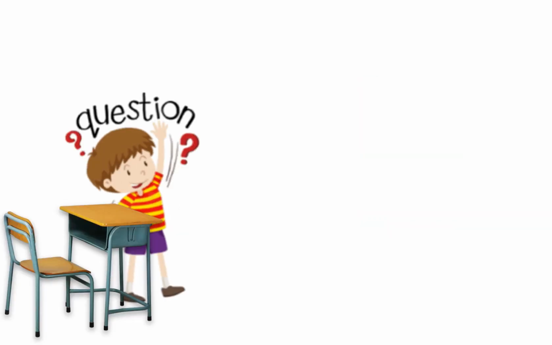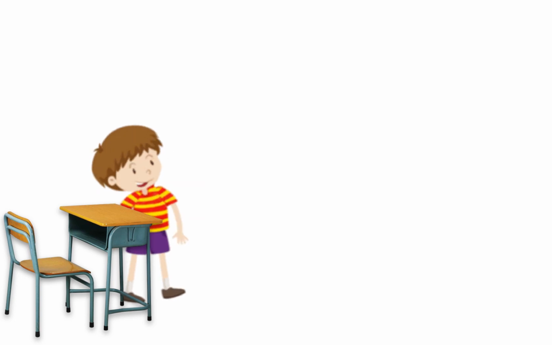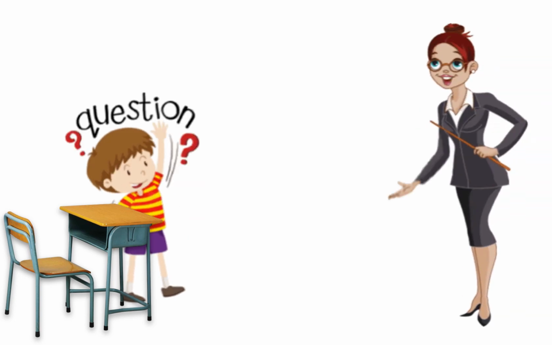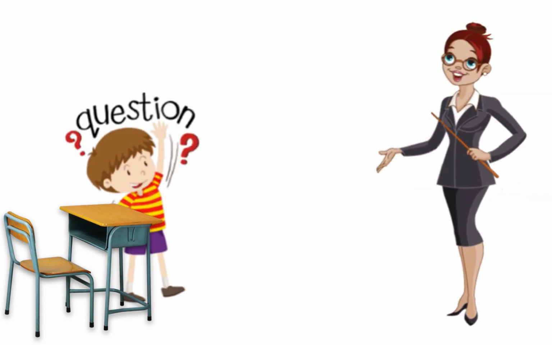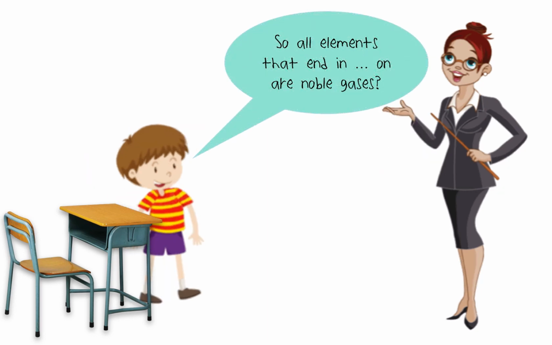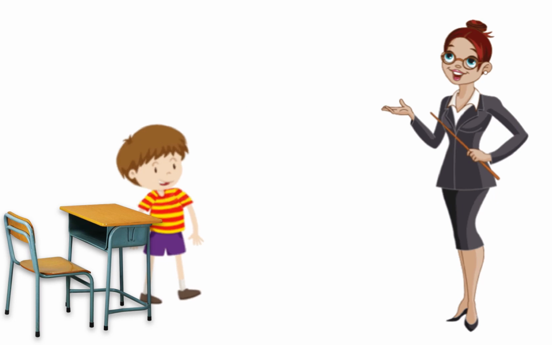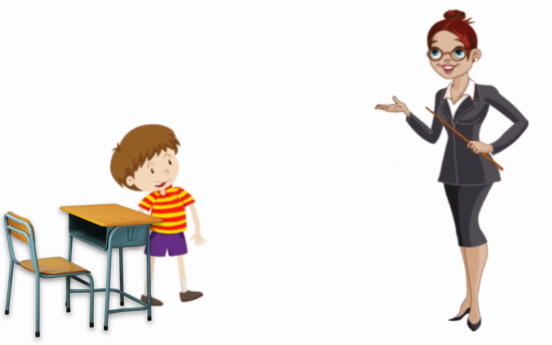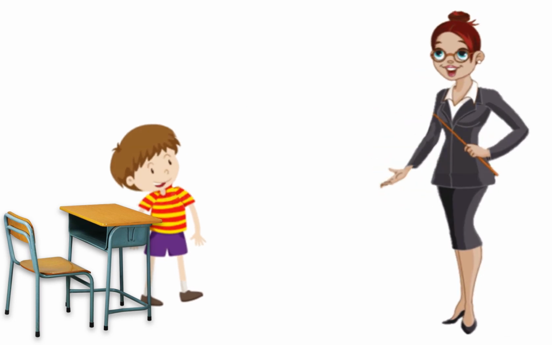I have a question. A question here. Yes, Joey, what is your question? So all elements that end in -on are noble gases? Well, that's not quite right. Let's look at the periodic table.